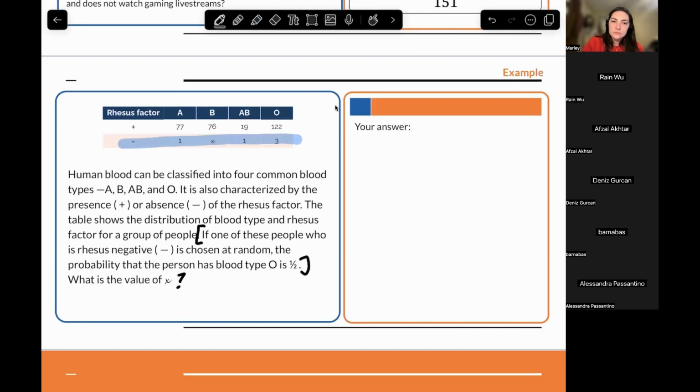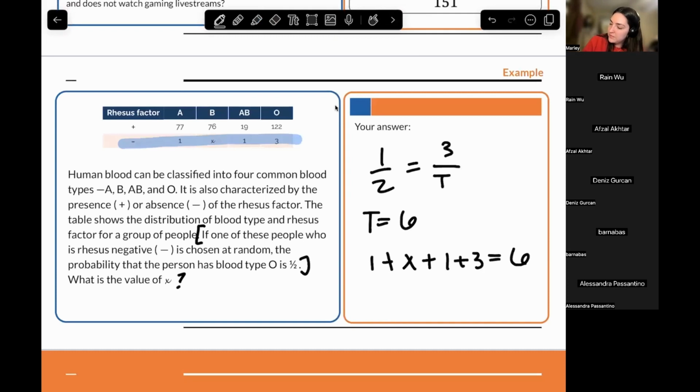It's basically so since O is half and it's 3, 100% is 6. So 1 plus 1 plus X has to equal 3. Maybe I shouldn't have used X right there. Let me just put T for total. Yeah. So the total would have to be 6, like you said. Then we know all those people that are negative on the bottom. And then we solve for X and we got what? X is 1. X is 1.